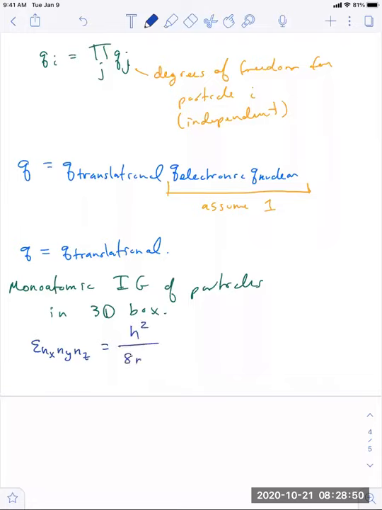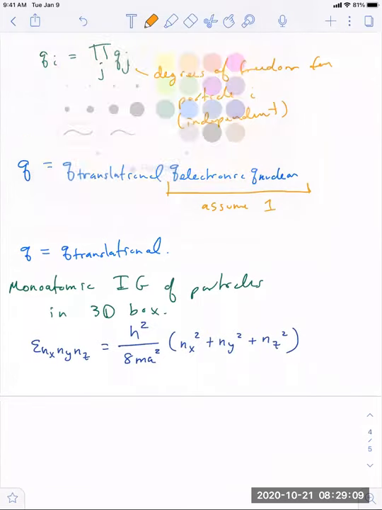So we know that from solving Schrodinger's equation, we can get that these energy levels look like this, where there's a squared dependence on each axis in our box. Where again, these n's are just quantum numbers. So nx equals 1, 2, 3, and so forth.